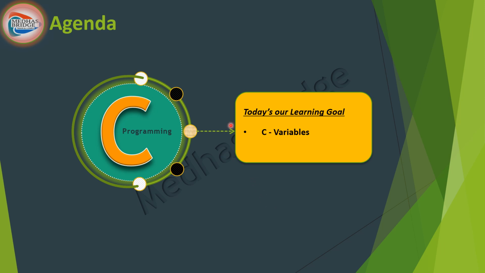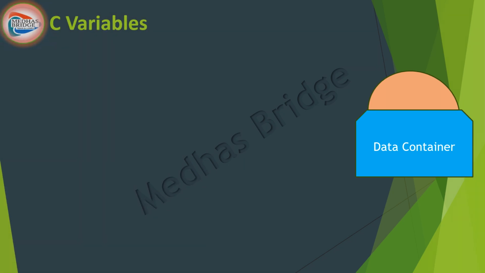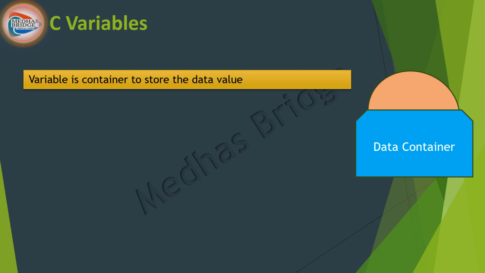Here is our today's agenda. C variables. A variable is nothing but a container where you are storing the data. So how do you define it? A variable is a container to store the data value. That is how you can define it.